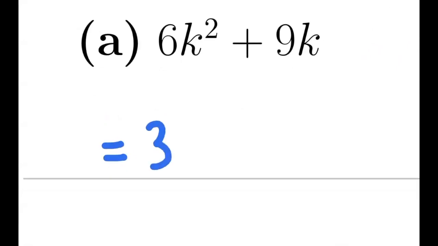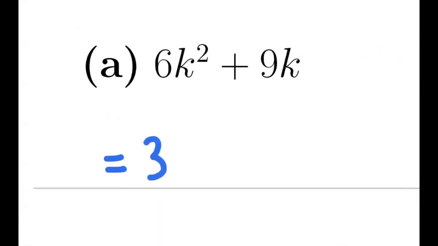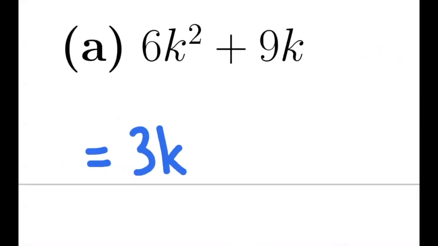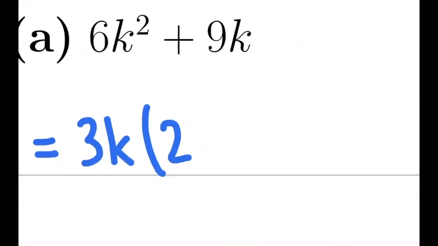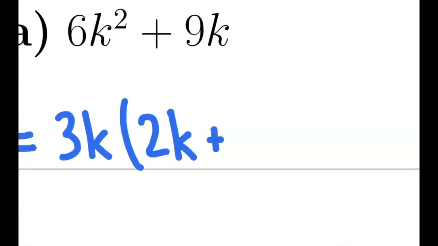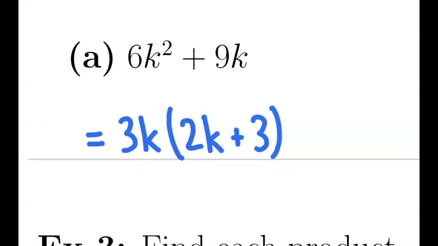And what about for k squared and k to the power of 1? Okay. Yes, k. So you take out a 3k. That's the greatest common factor of these two terms. So when you take out a 3k, 6 divided by 3, that's 2. And k squared divided by k is k. And 9 divided by 3 is 3. And k divided by k is 1. So there you go. This is what you get.